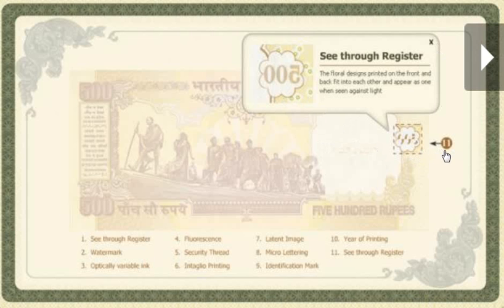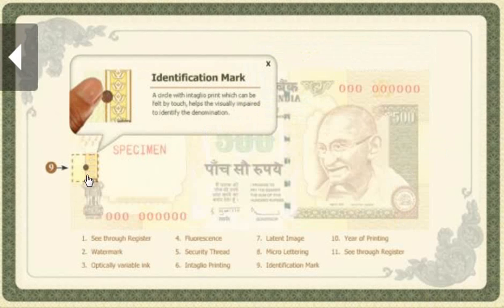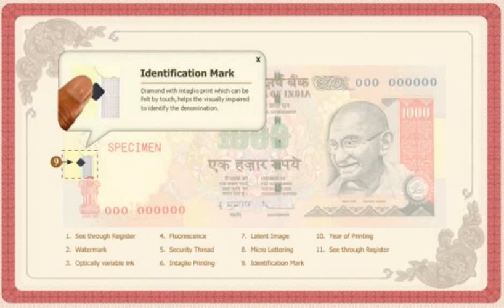This is a reverse, 12 is reverse. This, 9th identification mark. This mark is very compulsory. Identification mark has 2 marks.